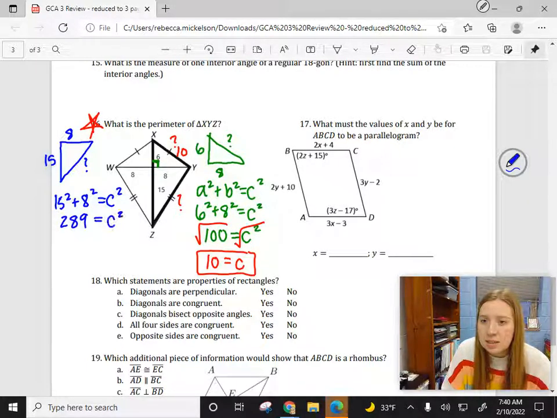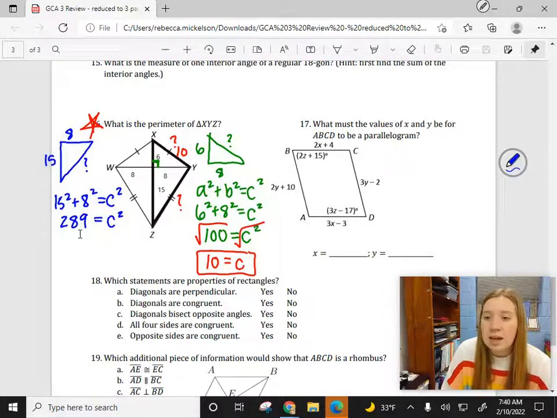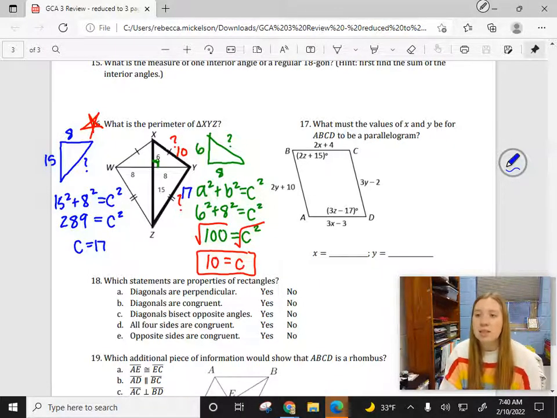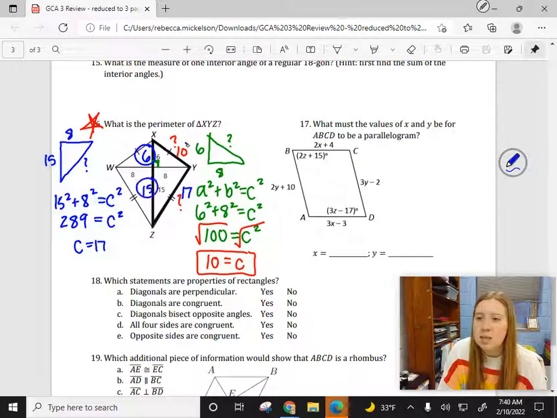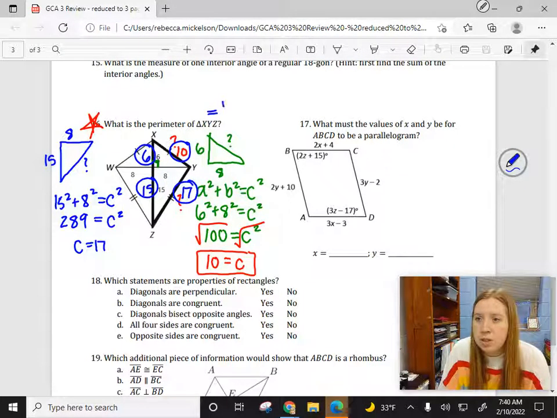289 equals c squared. And I want to take the square root of that. And that tells me that c equals 17. So that means this is no longer a question mark. It's 17. So if I want to find the perimeter, I'm going to take 6 plus 15 plus 10 plus 17. So if I add all of those up in my calculator, 6 plus 10 plus 17 plus 15, the perimeter is equal to 48.